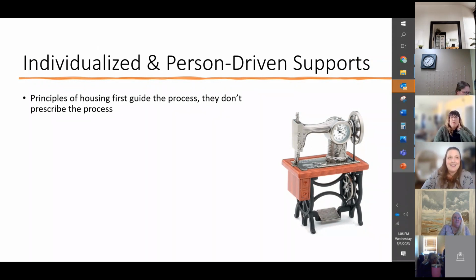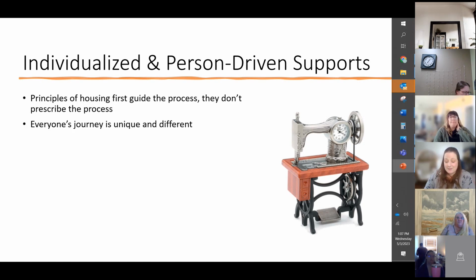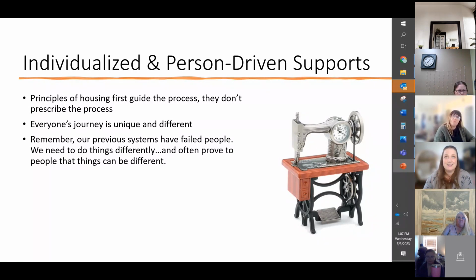These principles of Housing First guide our process. They don't prescribe the process. I've had the incredible privilege of working with so many people over the last 13 years, and I have never once in all of my work had a case plan look the same. No one's has ever looked the same, because everyone's journey is really unique and different. Everyone may have in common that they've been homeless, that they've been oppressed by this social injustice. That's the only common factor. Everything else is deep and intrinsic to that person once they're connected to that human dignity of housing and supports.